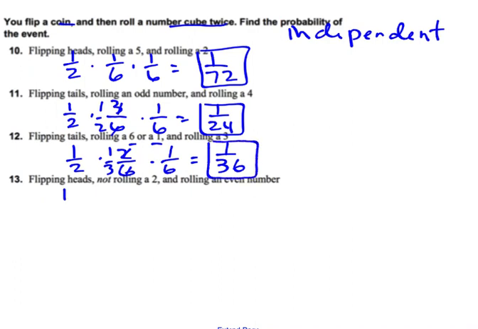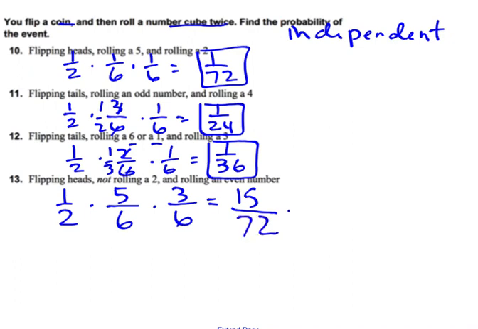Okay, flipping heads is a 1 in 2 chance. Not rolling a 2, there are 5 numbers out of the 6 that are not 2. And rolling an even number, there are 3 out of 6 that are even. 1 times 5 times 3, that's 15. 2 times 6 times 6 is 72. Divide top and bottom by 3, and we get 5 out of 24. So 5/24 is the probability of flipping heads, not rolling a 2, and then rolling an even number.